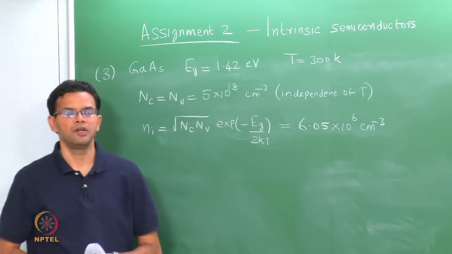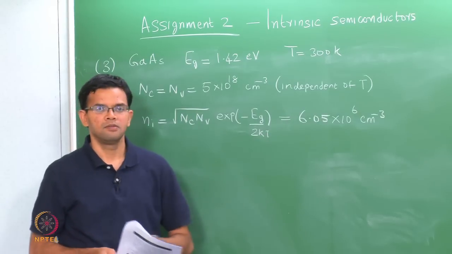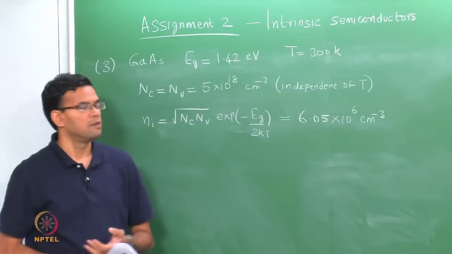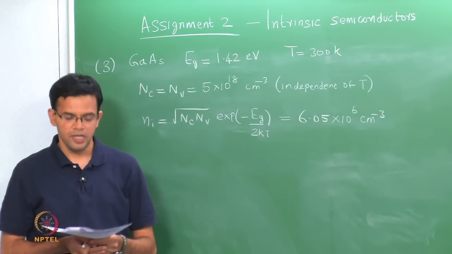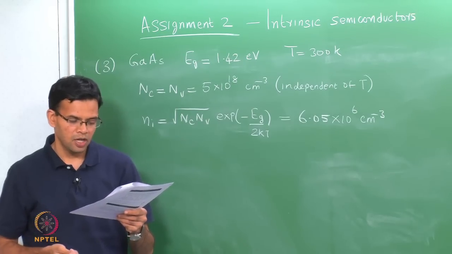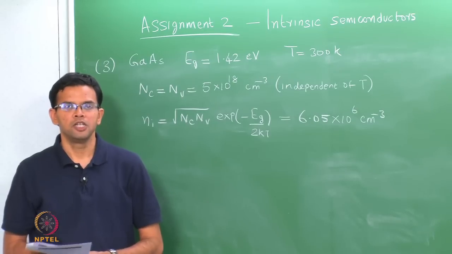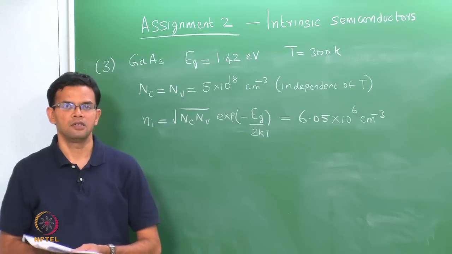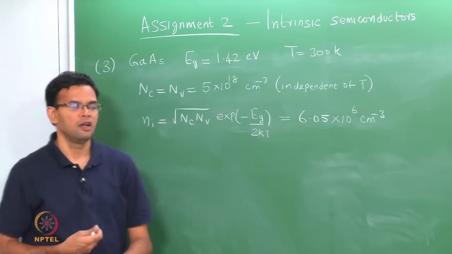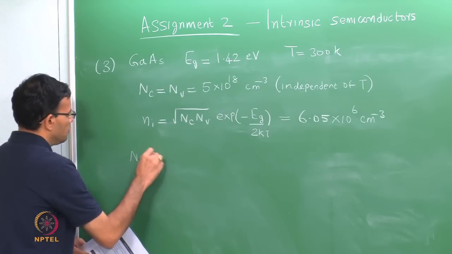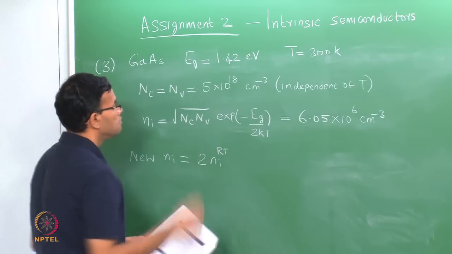So, this is the intrinsic carrier concentration at room temperature. Ni is a pretty small number. For comparison, silicon has a value of Ni of 10 to the 10, so 4 orders of magnitude higher, but this is because gallium arsenide has a higher band gap. So, the next part of the question says, explain numerically how the carrier concentration can be doubled without adding dopants. So, we want to keep this a pure semiconductor, but at the same time we want to increase the value of Ni. So, the new value of Ni that we want is double of the Ni value at room temperature.